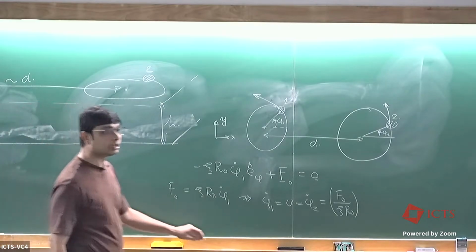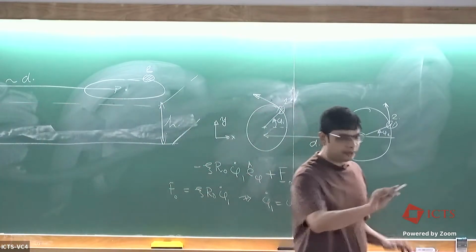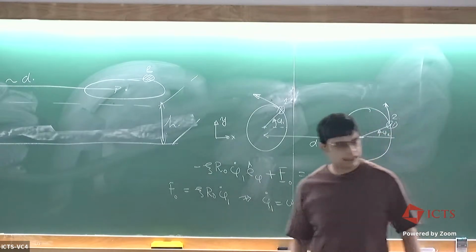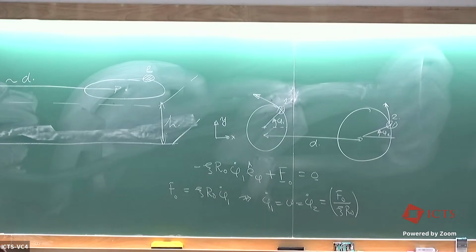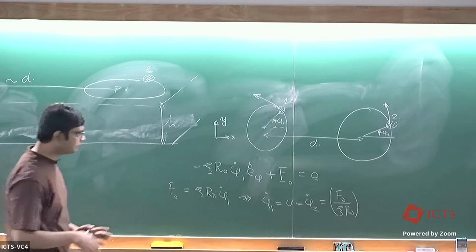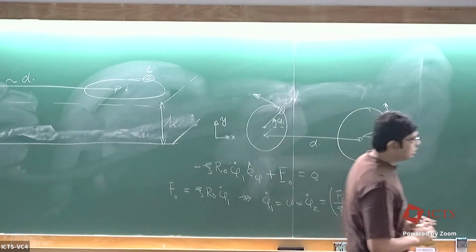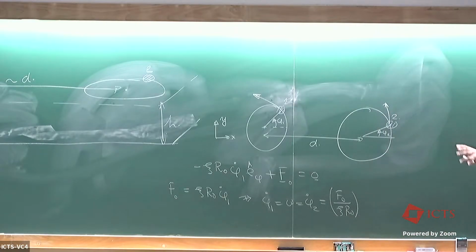Yes, we haven't added this spring. We will add it. For now, this is just a rigid particle problem. So without the spring, without interactions, these two beads are identical. They're just rotating in the same direction, and they have an angular velocity which I'm calling omega, which is f0 over zeta times r0.